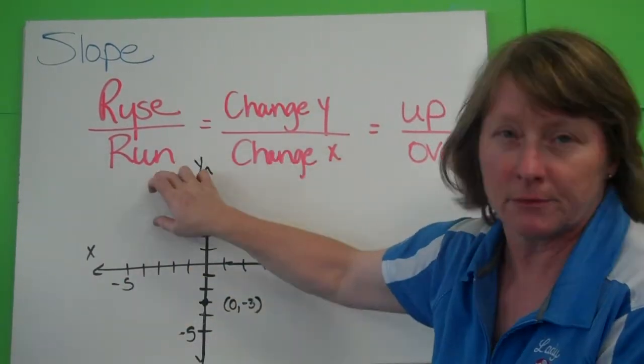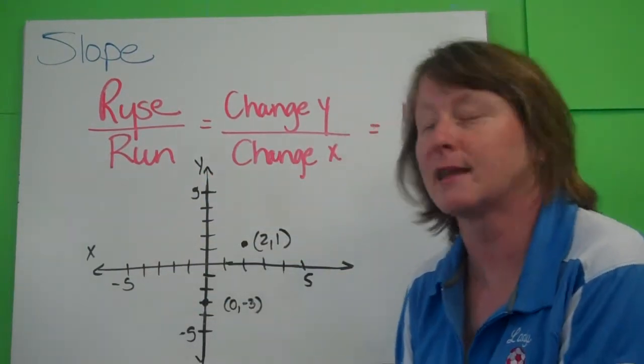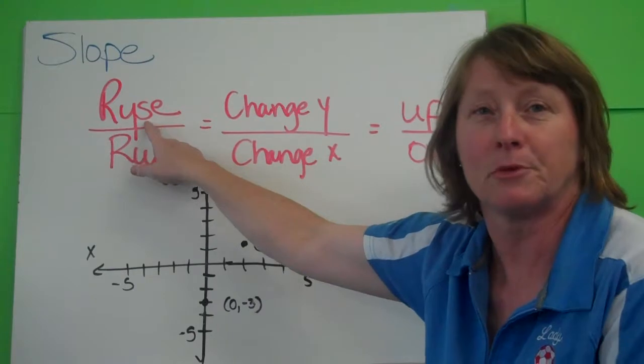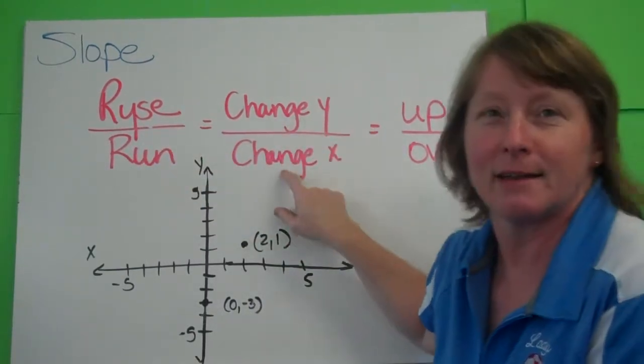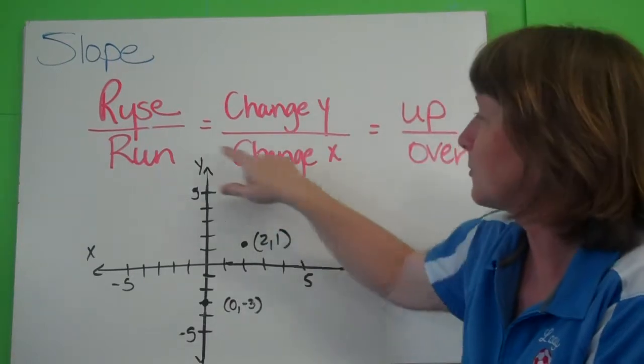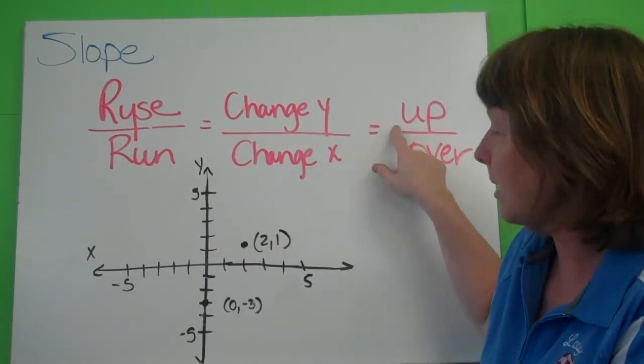Slope is rise over run. Yes, I know rise is spelled with an I, but in this case we're going to put a Y here to help you remember that it is the change in Y divided by the change in X. So we're hoping that helps you. And it is basically, some of you have heard, it's up and over.